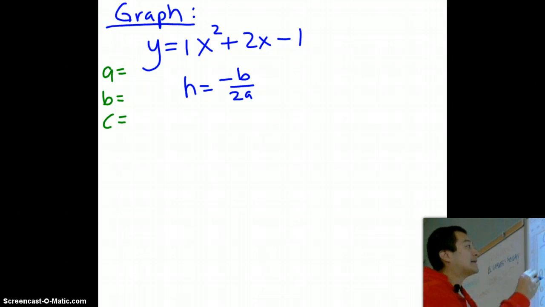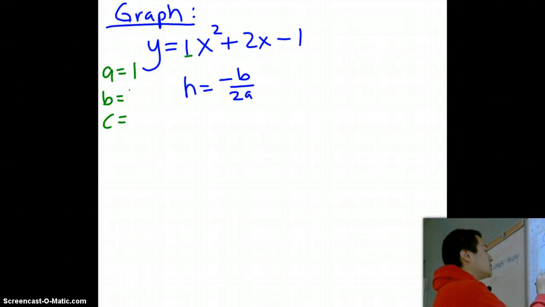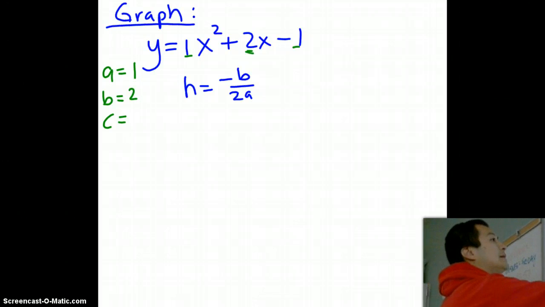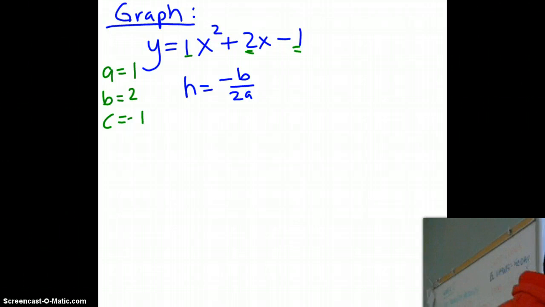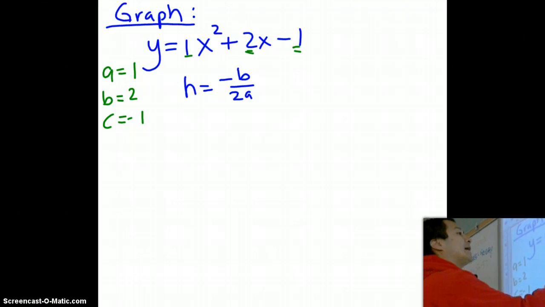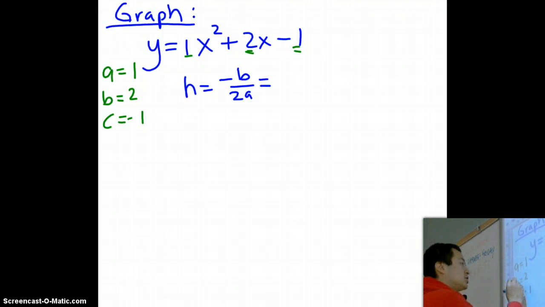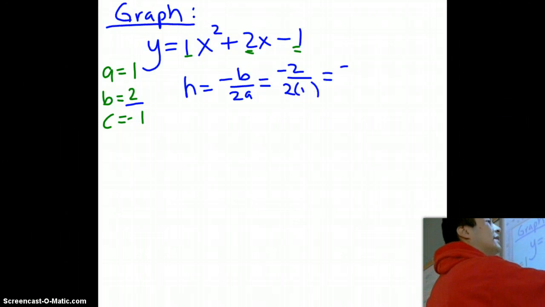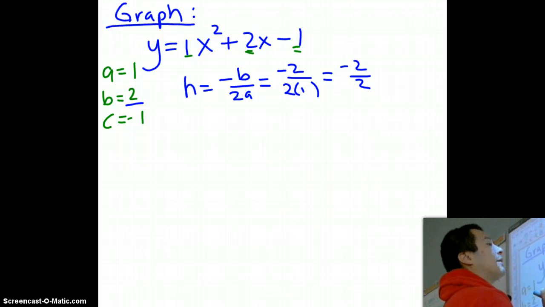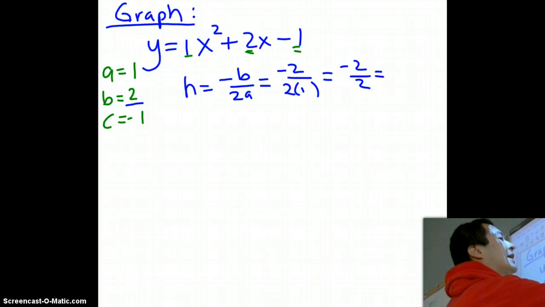What's A? A in this case is 1. A is in front of x squared. What's B? B is 2, in front of the x. And what's C? C is negative 1, and that's usually alone. So now I have my formula. I just need to plug it in. Negative B, B is 2, so that will be negative 2 over 2 times A. A is 1. My vertex is negative 2 over 2. My vertex is at negative 1.